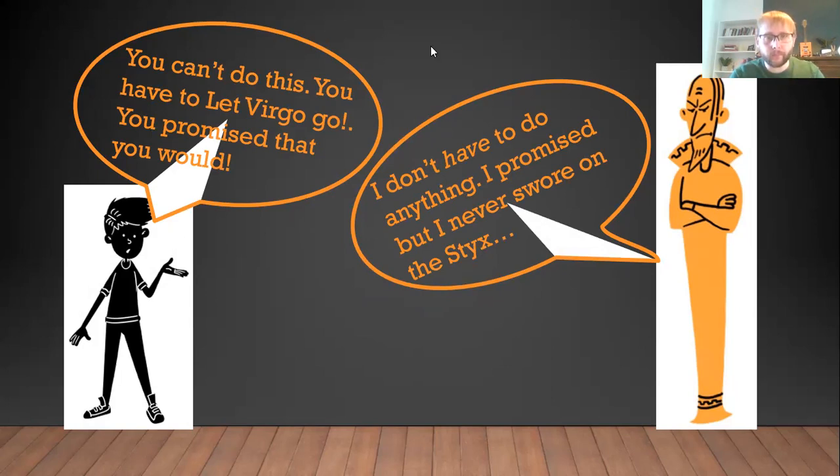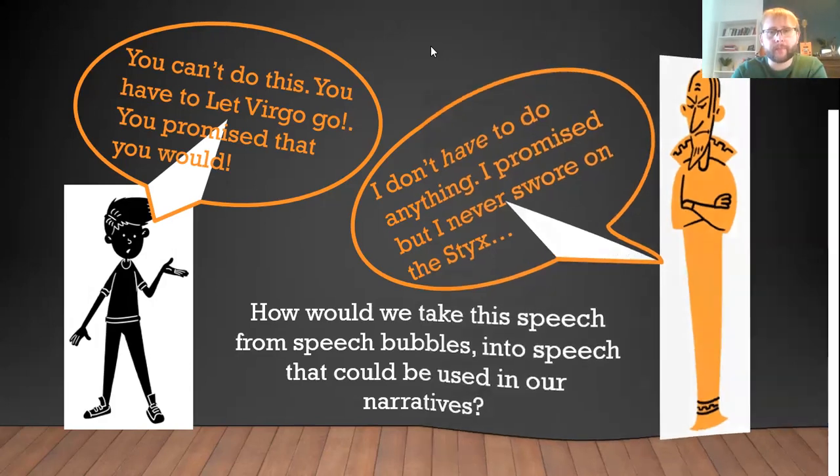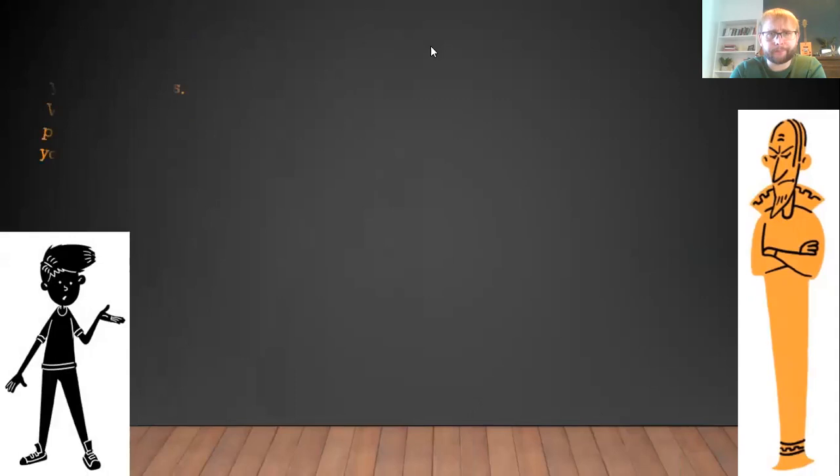So, we've got some speech there. Got some speech from both characters, in fact. So, how would we take this speech from the speech bubbles that we tend to see in comics, and in much younger children's books, and use that in our narrative? How do we convert it into a nice bit of direct speech in a narrative? Let's have a look how we could do that.